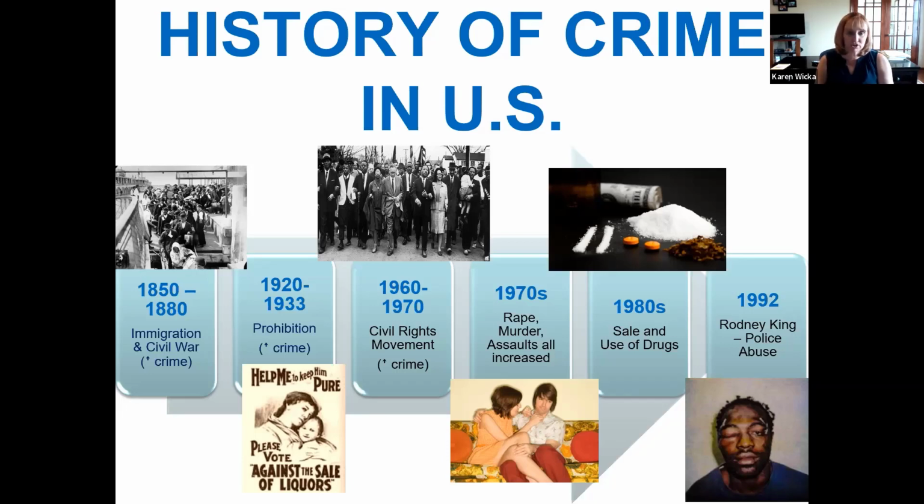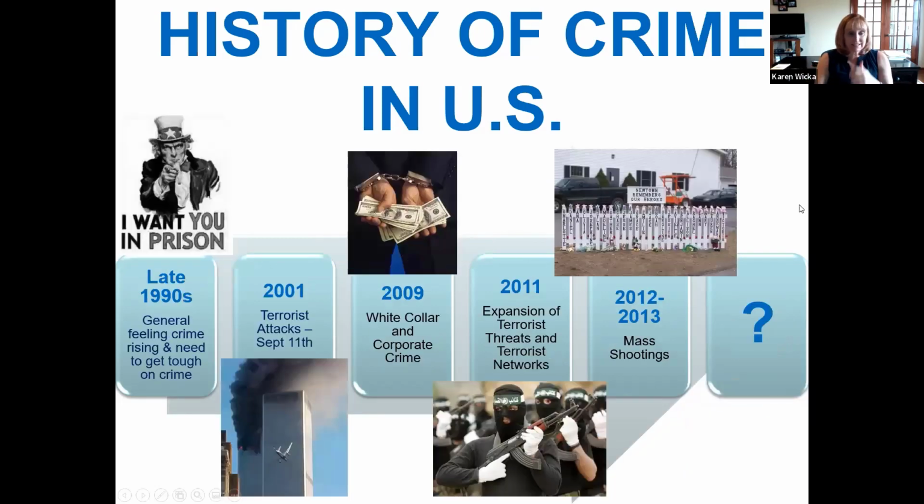In the 1980s, we shifted much more to a focus on drugs, the war on drugs, sale and distribution of drugs. So a lot of the policies and procedures were focused on drug use during the 1980s. 1992 was when Rodney King suffered a beating by police, and it led to a big focus on police reform and police abuse. The late 1990s was just a general focus on all crime. We felt like things were getting out of control, and there was a lot of focus on criminal justice as a whole.